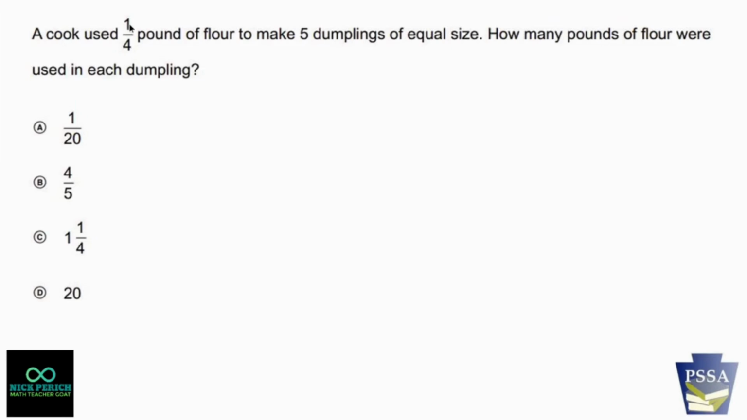A cook used 1/4 of a pound of flour to make 5 dumplings of equal size. How many pounds of flour were used in each dumpling? So he uses 1/4 of a pound.